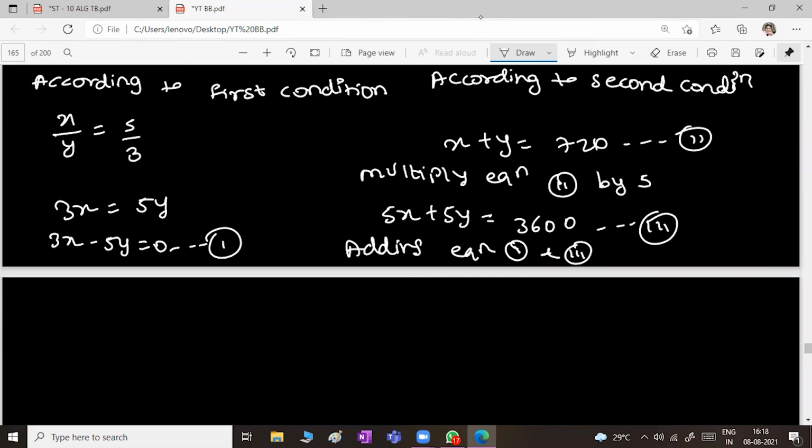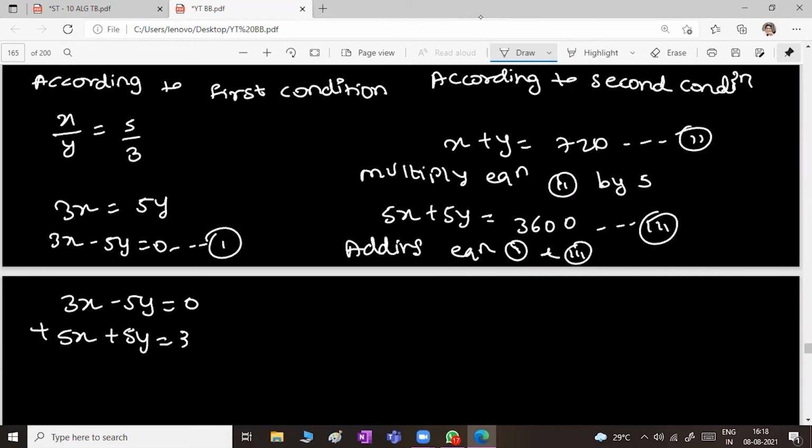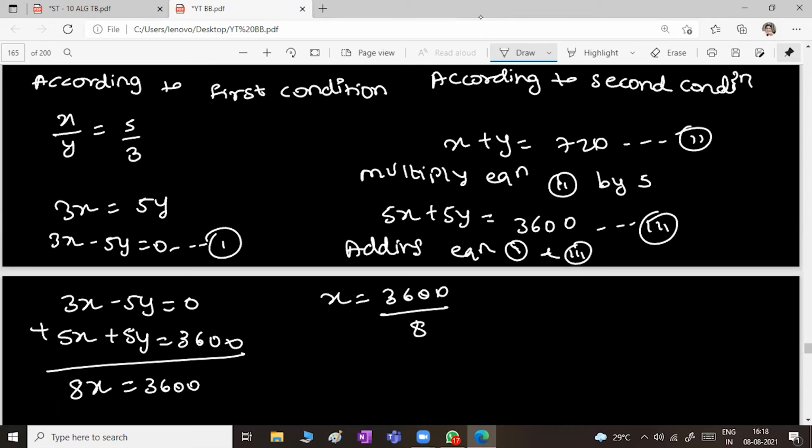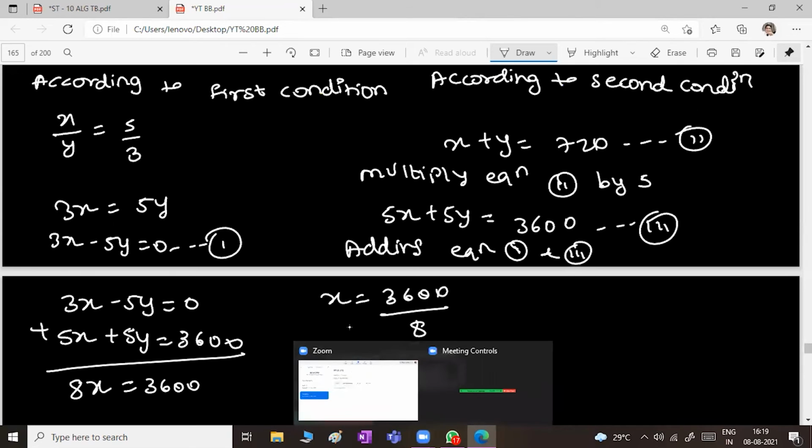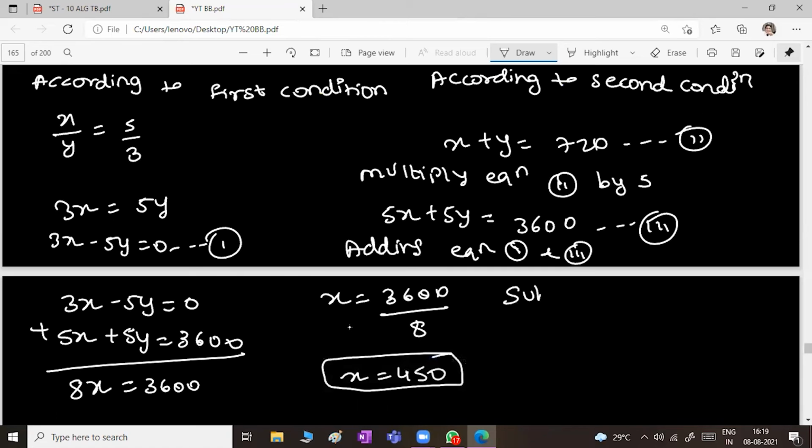तो तुमको क्या मिलेगा? You are going to get 3x minus 5y is equal to 0 plus 5x plus 5y is equal to 3600. Here it is going to be 8x is equal to 3600. X is equal to 3600 upon 8, which is equal to x is equal to 450. समझा? मजा आया? Okay. Now let's do substitution.